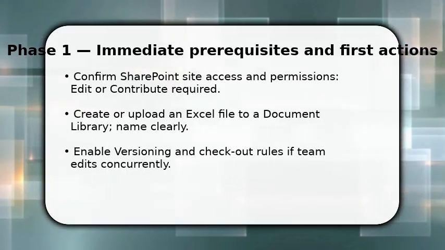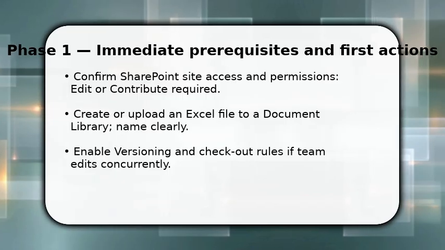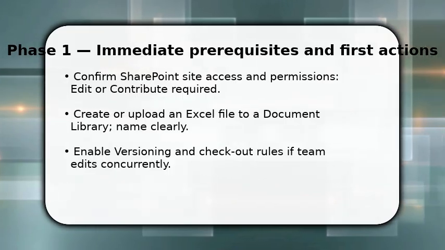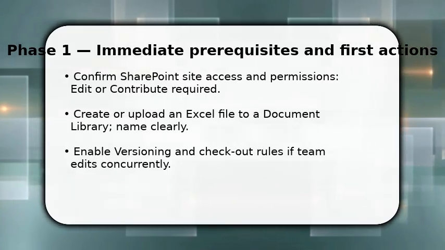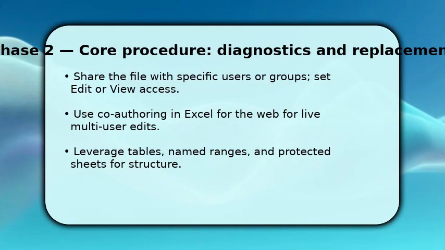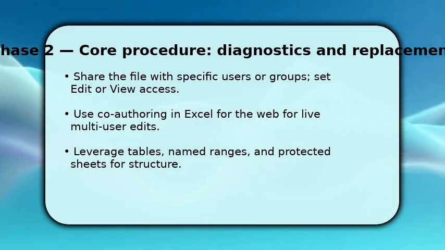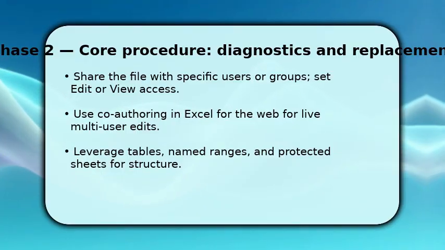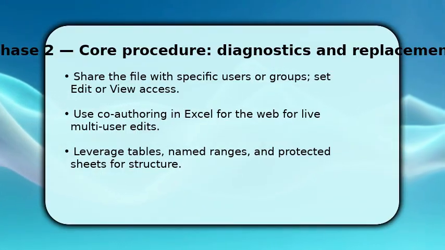Now open the workbook in Excel for the web or desktop. Choosing the web client gives instant co-authoring, while desktop offers advanced features. You now configure collaboration and workbook discipline so edits stay reliable. First, share the file with defined people or groups and assign edit or view permissions. This controls who can change data.